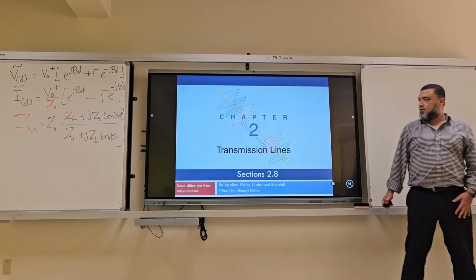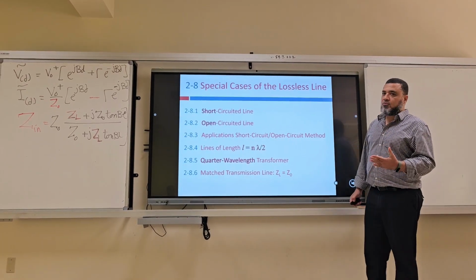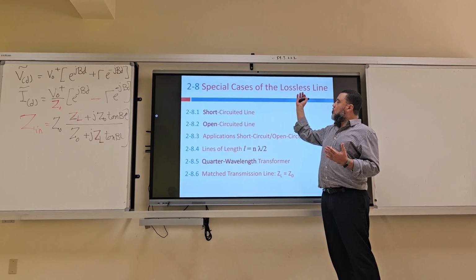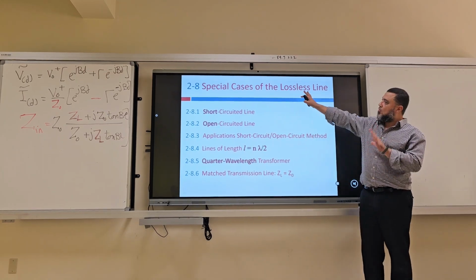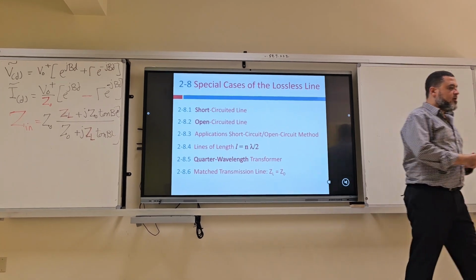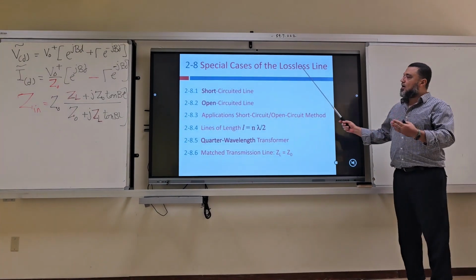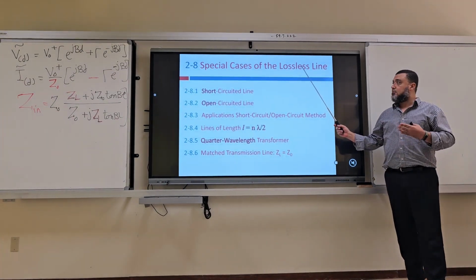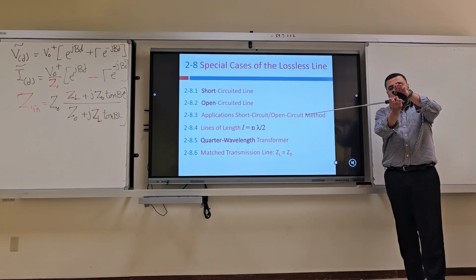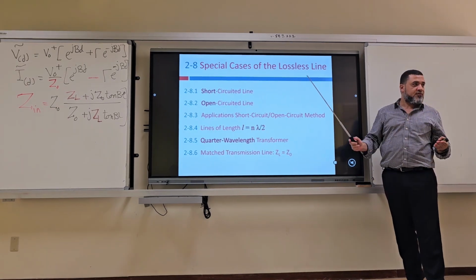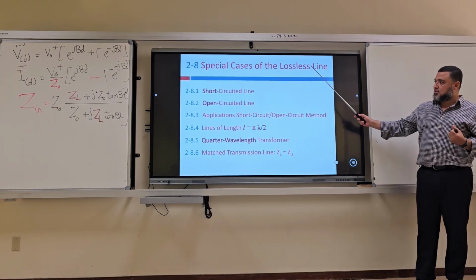About transmission lines. Last time we started to speak about special cases of the lossless transmission line. So our focus is the lossless transmission line. Lossless transmission line means the conductor has infinite conductivity and the dielectric between the two conductors has zero conductivity. This is the meaning of lossless transmission line.